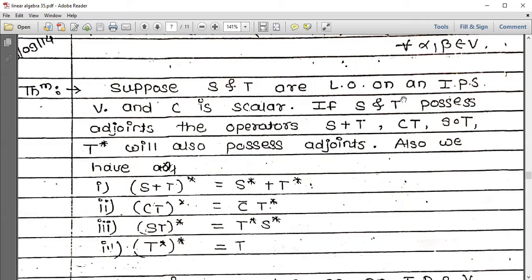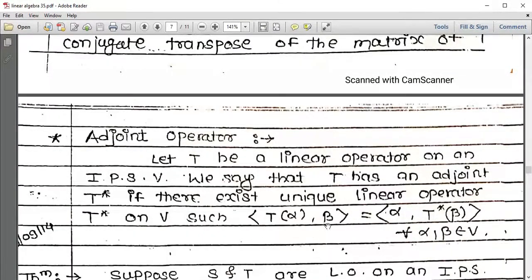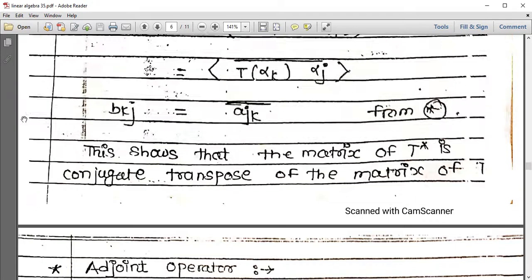Suppose S and T are linear operators on an inner product space V, and c is a scalar. If S and T possess adjoints, then the operators S plus T, cT, ST, and T star will also possess adjoints. The definition of the adjoint operator is: let T be a linear operator on an inner product space V. We say that T has an adjoint T star if there exists a unique linear operator T star on V such that the inner product of T(alpha) and beta is equal to the inner product of alpha and T star of beta for all alpha, beta belonging to V.